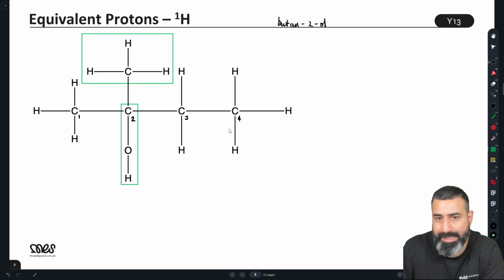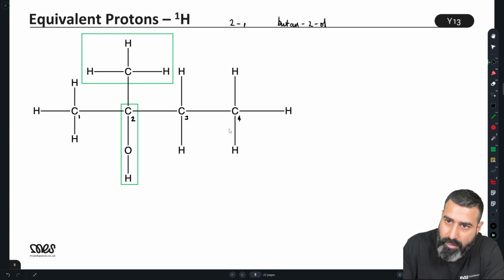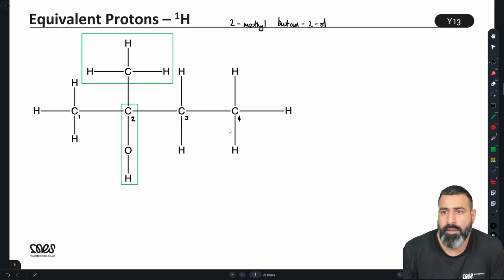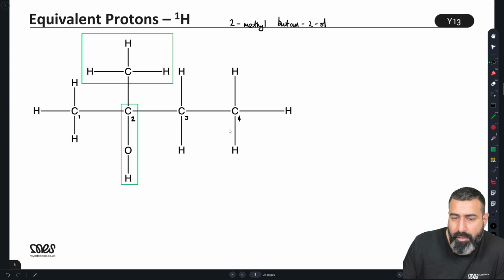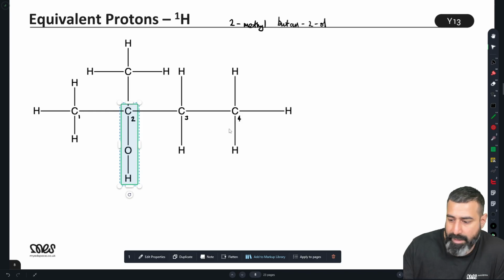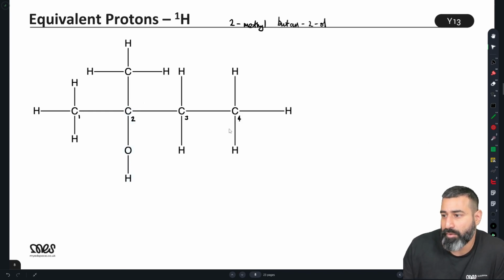So the prefix here is going to be 2-methyl butan-2-ol. Okay, so that's the naming part out of the way. Now we need to look at the different chemical environments, okay? So let's get rid of that in green and let's get rid of that in green. So straight away, let's do the easy ones first, okay?